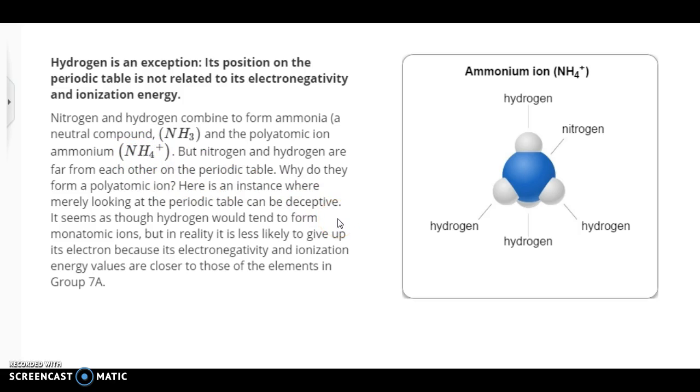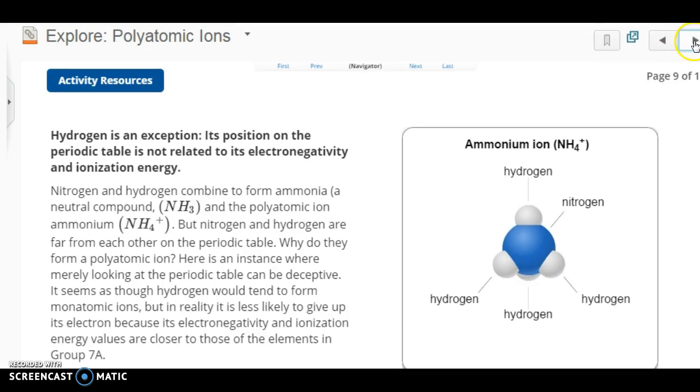It seems as though hydrogen would tend to form monatomic ions, but in reality it is less likely to give up its electron because of its electronegativity and ionization energy. And again, it's a nonmetal. That's the part you've got to remember. And the energy values are closer to those of the elements in group 7A, such as fluorine and chlorine.